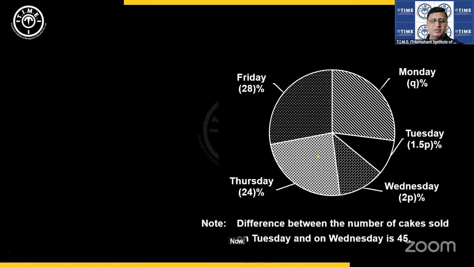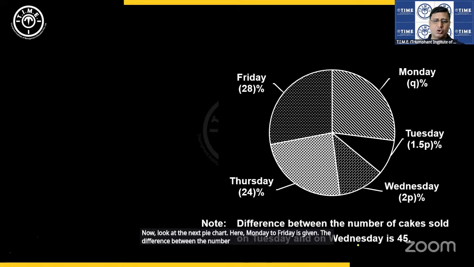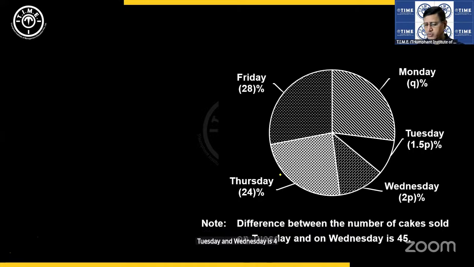Now look at the next pie chart. Here Monday to Friday is given. The difference between the number of cakes sold on Tuesday and Wednesday is 45. That is the footnote given here. By using this footnote, now just find out the values. Here 2p, 1.5p and Q are given. Those values you need to find out.